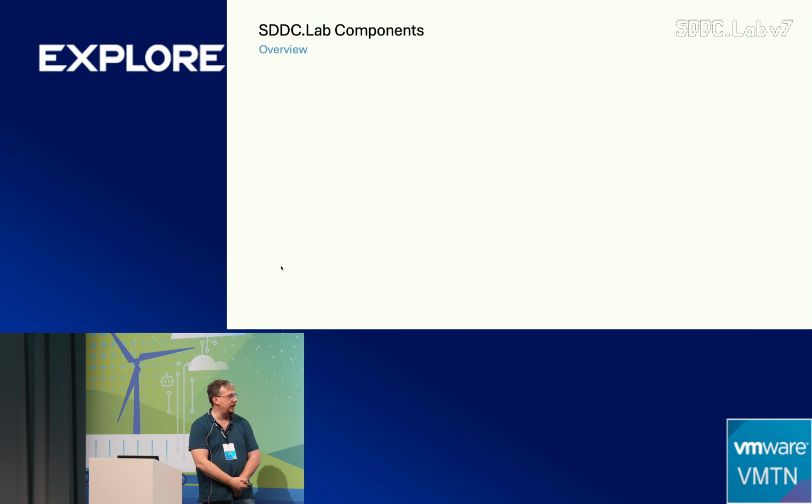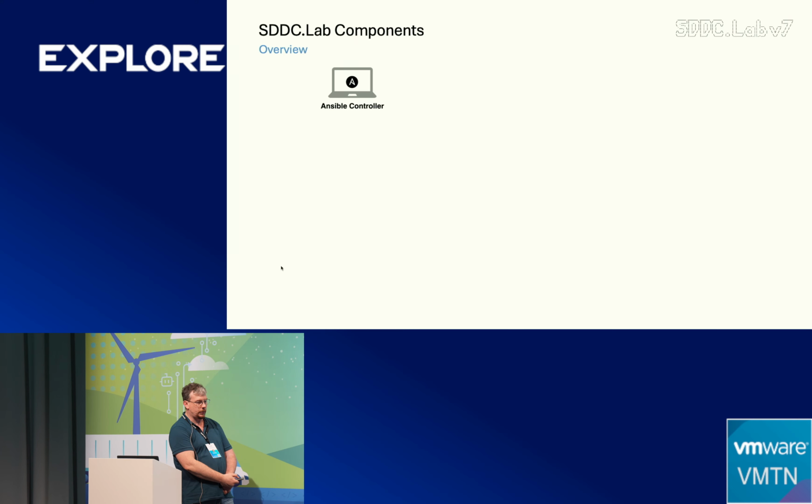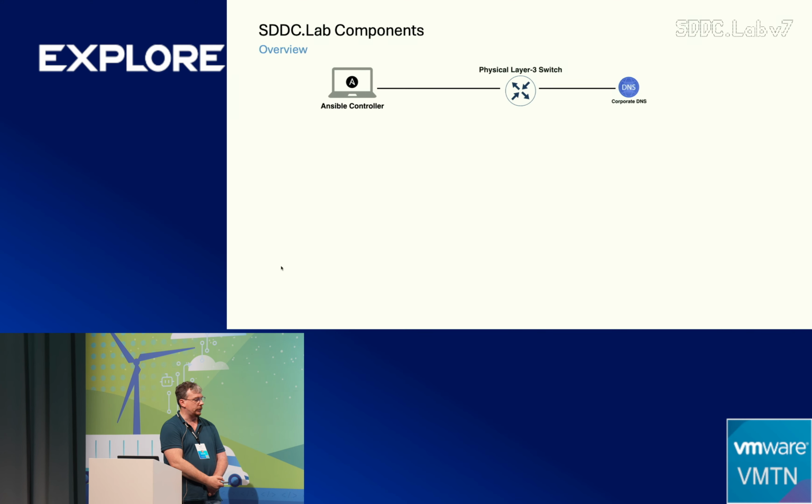So let's have a look at the infrastructure to create an SDDC lab pod. It all starts with an Ansible controller. It's a Linux machine of the one you prefer. It's not tied to any specific distribution. You can use Red Hat or Ubuntu or anything like that. You install the Ansible software on it. You need a physical layer 3 switch. Most of the time, we recommend that you use a layer 3 switch in your lab environment. And you need a DNS server as well, because several of the components inside an SDDC lab pod need DNS resolution. So you need this DNS server somewhere in the backend.